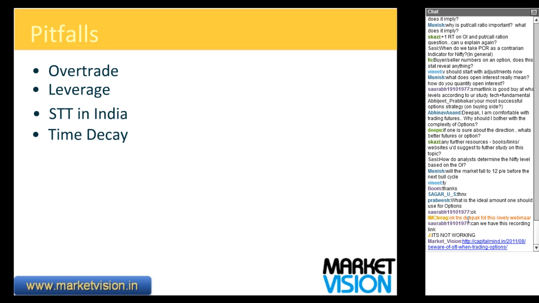Time decay works against you if you're long options; if you're short options, it works for you. That's something you've got to be careful about, because if you like to only be long options, then time decay can kill you.